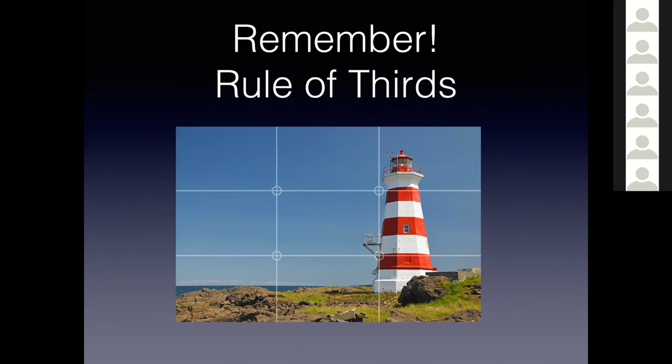So when you keep the primary object of your photo, your subject, off center in one of the thirds, in the right or left third, you just have a lot more visual interest. You look across that picture versus just looking straight at one thing. You look at the lighthouse and then you look off to the left, and you can see the ocean, and you can see the rocks, and it creates a much more visually interesting image.